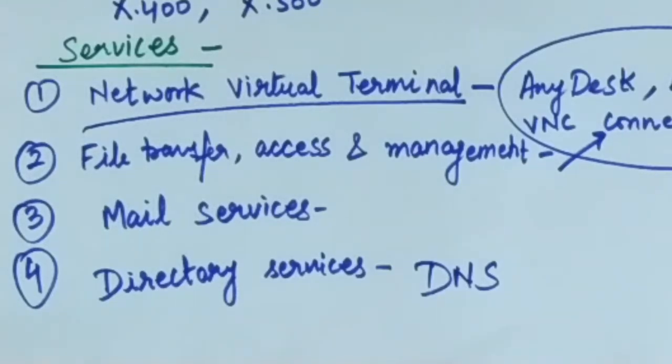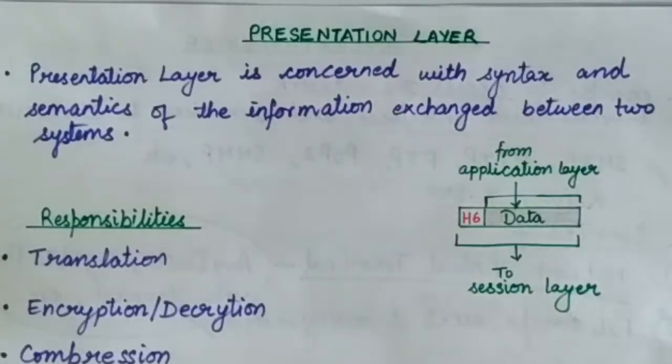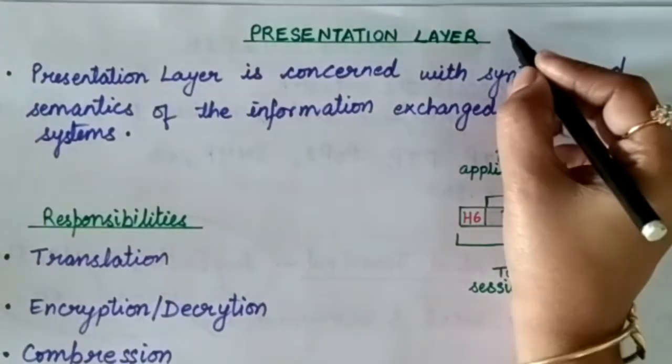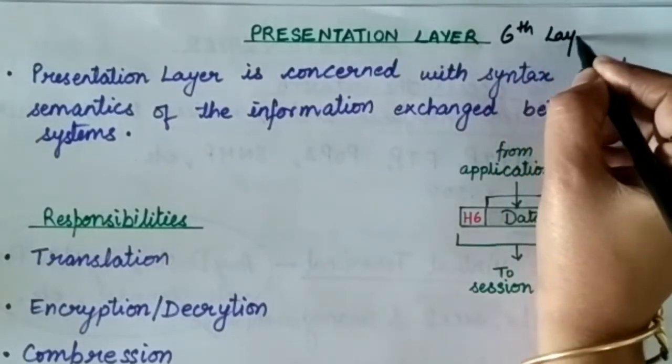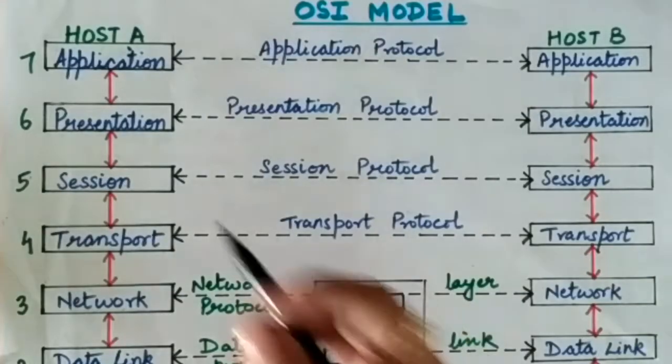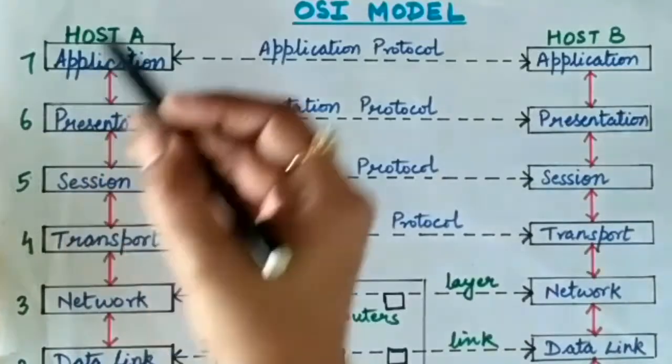Domain name server is like the internet equivalent of a phone book, as we all have a phone book. So these are the services provided by the application layer. Now we will study the presentation layer. Presentation layer is the sixth layer of the OSI model. As you can see here in the diagram, it is the sixth layer. We will be discussing this layer.